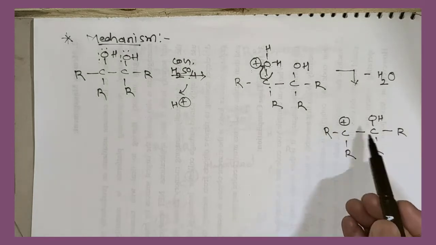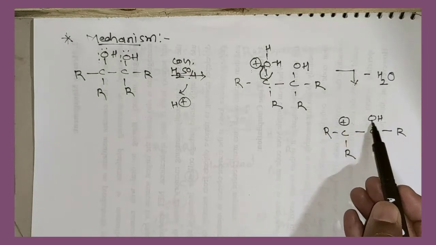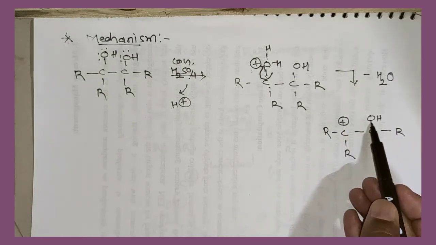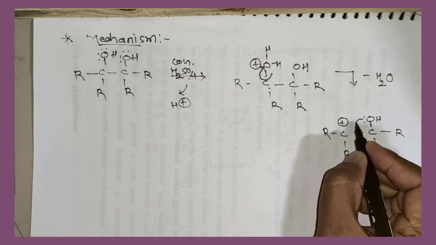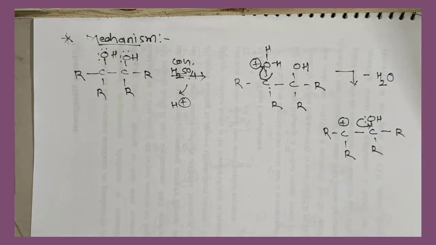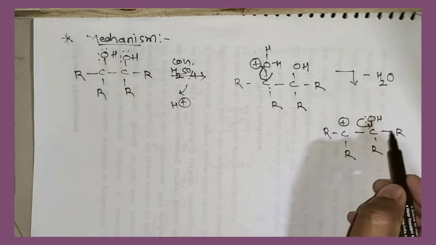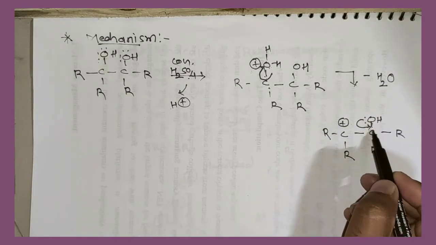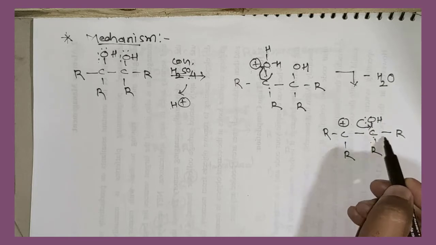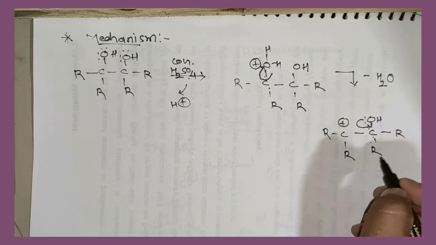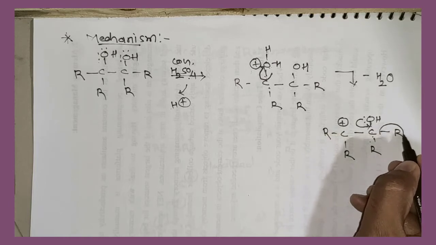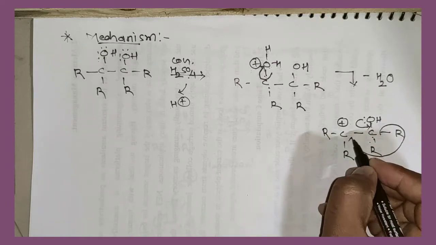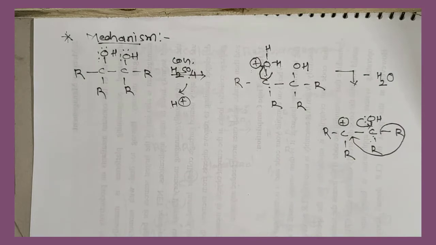Now to stabilize this carbocation, this oxygen now plays the role. So the lone pair of this oxygen participates in bonding to form the double bond over here. If we create a double bond, then the carbon valency exceeds 4. So out of these 2 R groups, 1 R group transfers from this carbon to the carbocation-containing carbon.